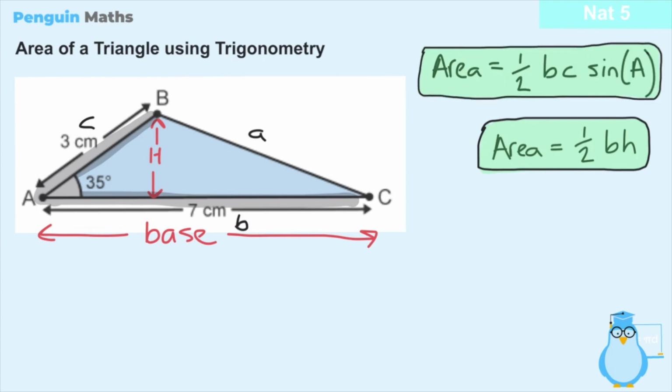And looking at these two equations as they are, we can already see that they're pretty similar because both of them already contain the half part, and then we already have the base B featured in both equations. So now all we have to do is prove that H is equal to C sine A in order for both equations to be exactly the same. And the way we do that is by our knowledge on trig ratios.